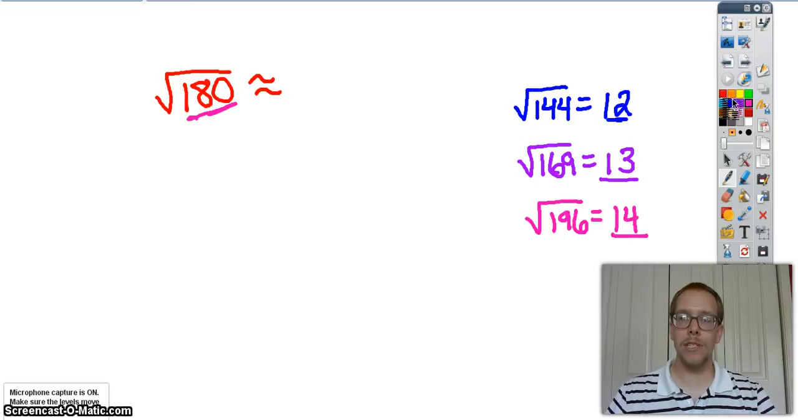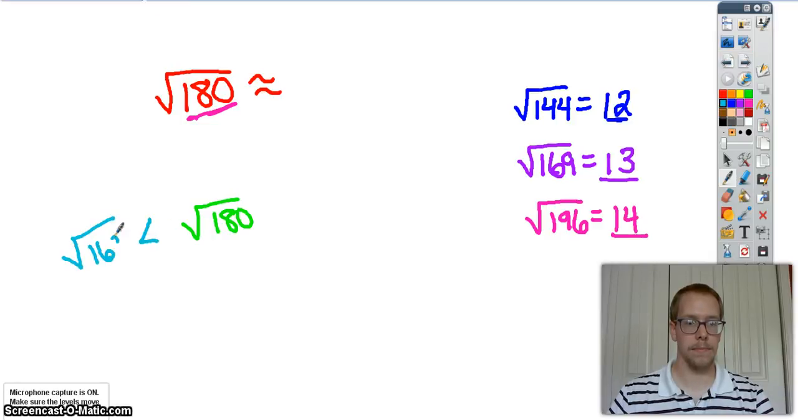So if you were forced to estimate what the square root of 180 is, well, you can say that essentially the square root of 180 is going to be greater than the square root of 169. 180 is larger than 169. But you know it's going to be less than the square root of 196.